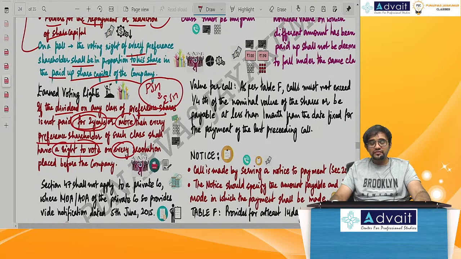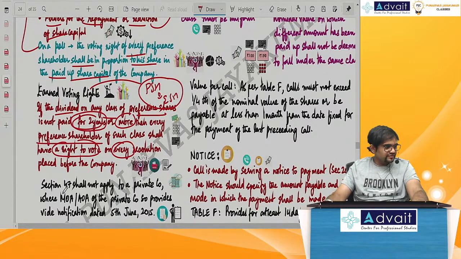Preference share: if you have not been paid preferential dividend for 2 years or more, then the preference shareholder will now automatically get the right of an equity shareholder. He can vote as if he is an equity shareholder of the company.